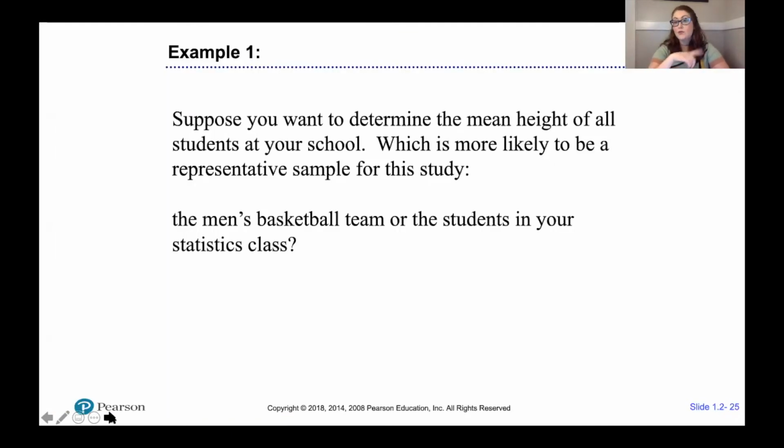Let's suppose you want to determine the mean height of all students at your school. Which is more likely to be a representative sample for that study? The men's basketball team or the students in your statistics class? Well, definitely probably not the men's basketball team, right? They tend to be, on average, a little bit taller. The students in the statistics class would be a more representative sample.